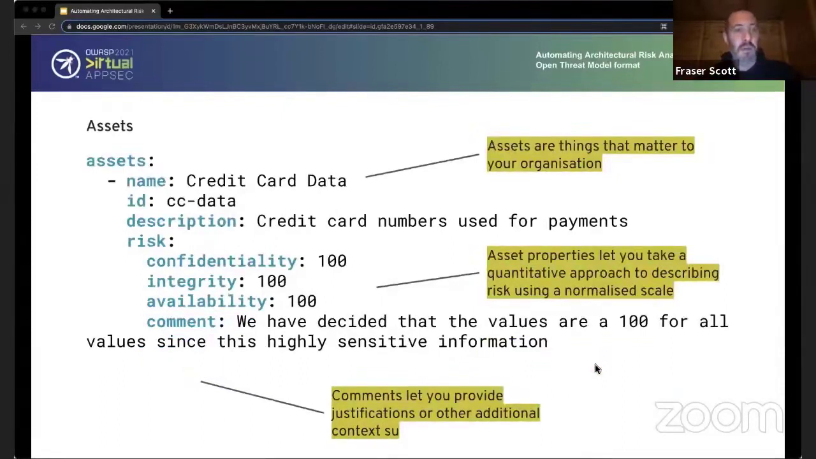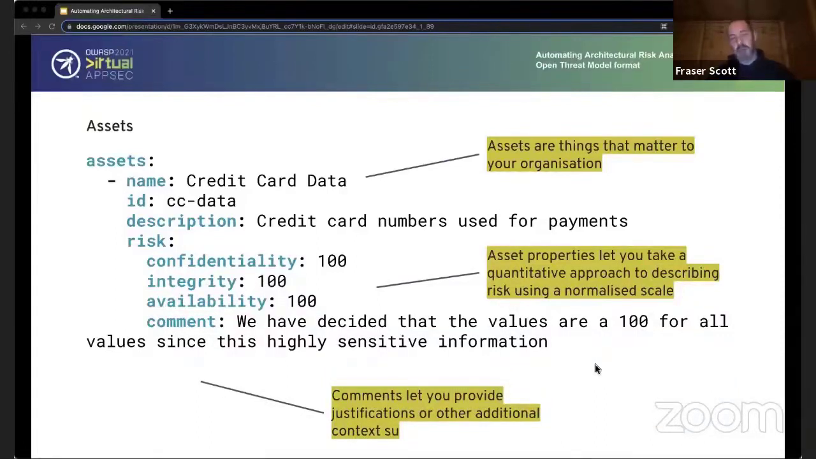An example of an asset then: credit card data, obviously a fairly classic one. As I said before, these are the things that matter to your organization or to your users or your customers. And in order to describe how important this asset is to us, we can use the CIA triad and provide a very simple but reasonably flexible quantitative approach to specifying risk for an asset. So we can say confidentiality on a scale of 0 to 100, and the same for integrity and availability. Where you have an asset that is absolutely fundamentally critical to you across all three of those properties, confidentiality 100, integrity 100, and availability 100.